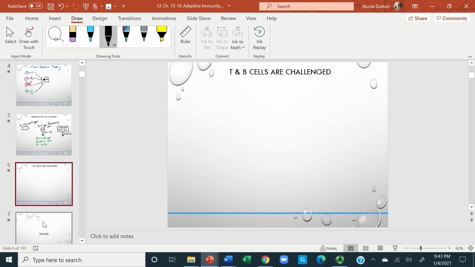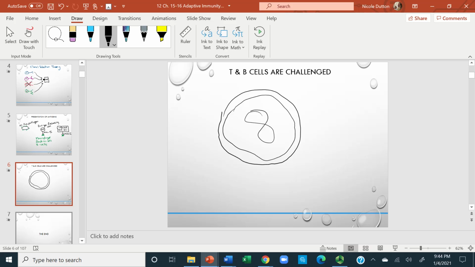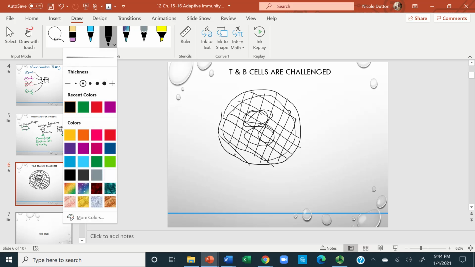So the next thing that's going to happen is T cells and B cells are challenged. So you have the lymphatic system, and I'm just going to talk about a lymph node, but there's all sorts of different types of lymphatic tissues, and we talked a little bit about them in the review of the lymphatic system. So if we have a lymph node here, the lymph node is kind of circular. There's the cortex region, and then you have these medullary cords in here. And all in all, it's kind of like a meshwork. And this meshwork contains T cells and B cells.